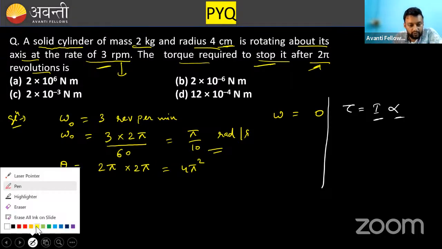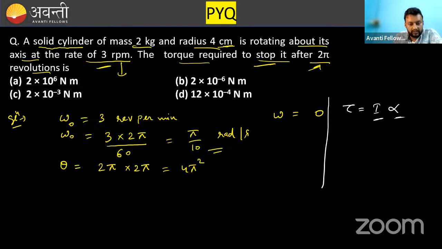Now, which equation should I use for the calculation of alpha? Theta is given, omega and omega naught are given. So you know that there is an equation, the third equation: omega square is equal to omega naught square plus 2 alpha theta. If I put the values, omega square is 0, equal to omega naught square, that is pi square by 100, plus 2 alpha. Theta is 4 pi square.